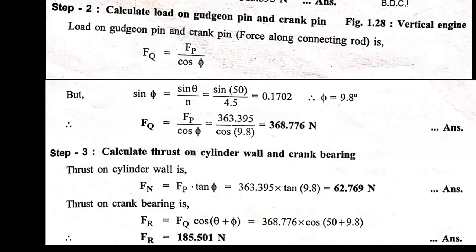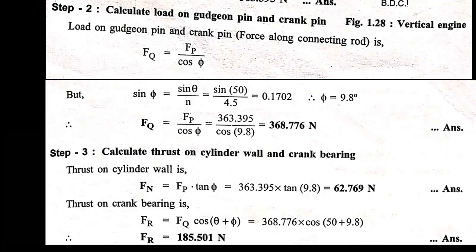Then load on gudgeon pin and crank pin is Fq. We have to use the force along the connecting rod. Fq is equal to Fp divided by cos phi. So first we have to find the value of phi by using sin phi is equal to sin theta upon n. So we get phi is equal to 9.8 degree. That means Fq is equal to Fp divided by cos phi, which is equal to 368.776 Newton.